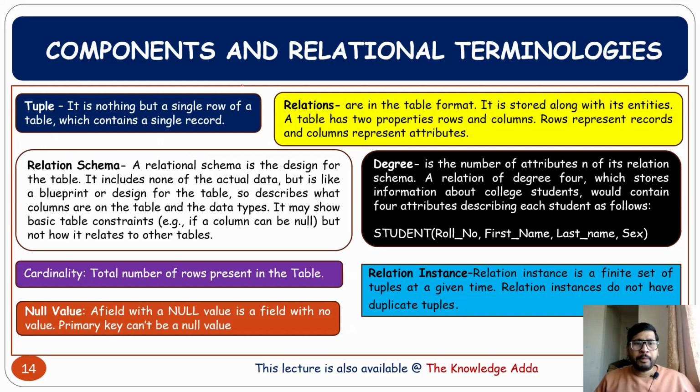A relation schema is basically the design of a table. If you want to see it, just create a table, right click, and you can see the design. Degree is the number of attributes of its relation schema. Here you can see the example: roll number, first name, last name, sex, so the degree is 4. Cardinality means the total number of rows present in the table, and null value we have already discussed.